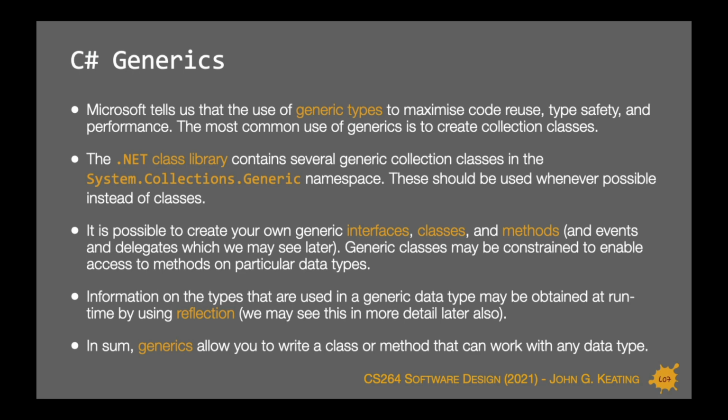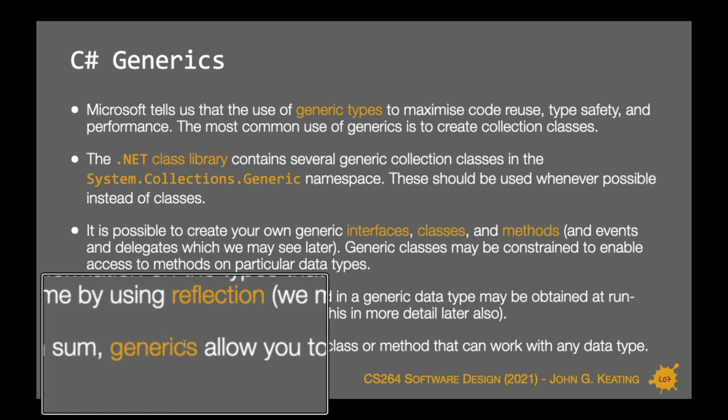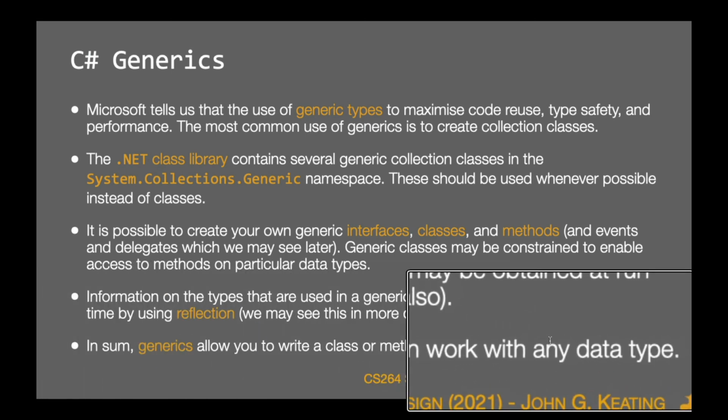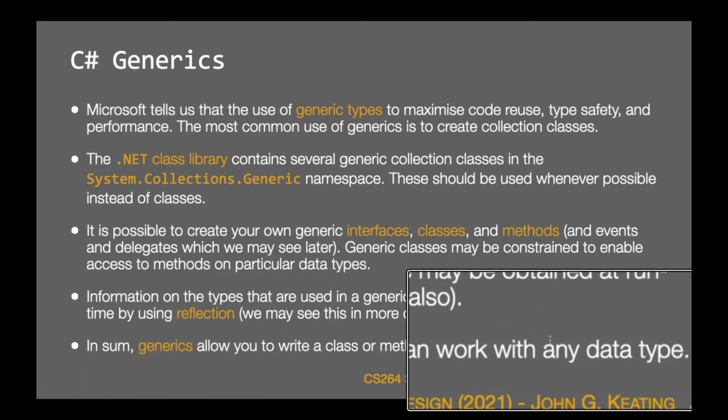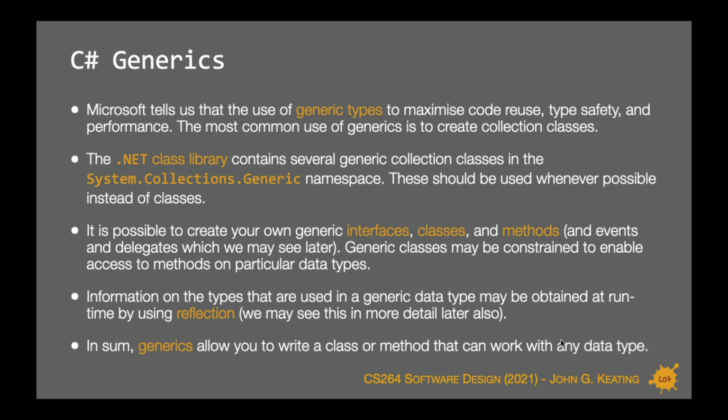It's scary. But generics allow you to write a class or a method that can work with any data type. That's really powerful. That sentence is really powerful. Generics allow you to write a class or method that can work with any data type. You need to think about being smart now when you write your code. Reusing this.